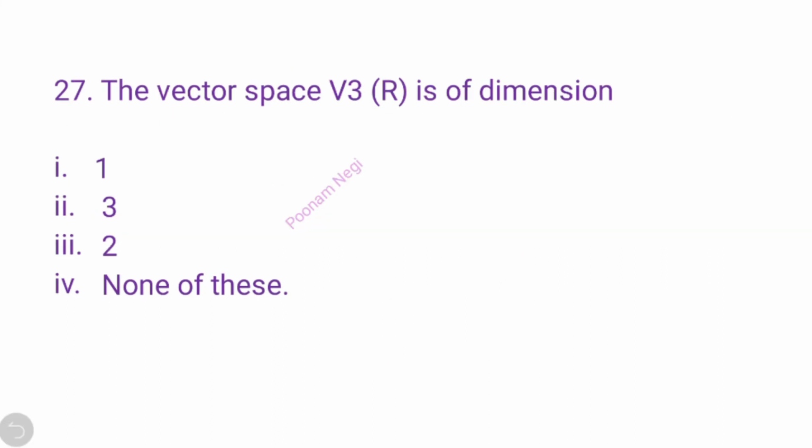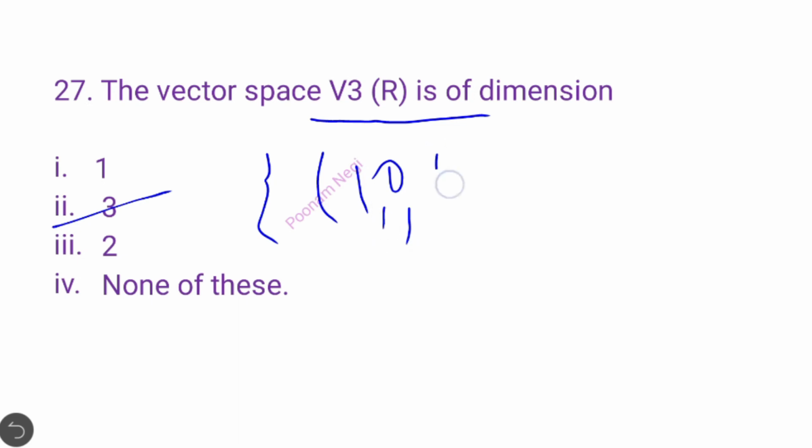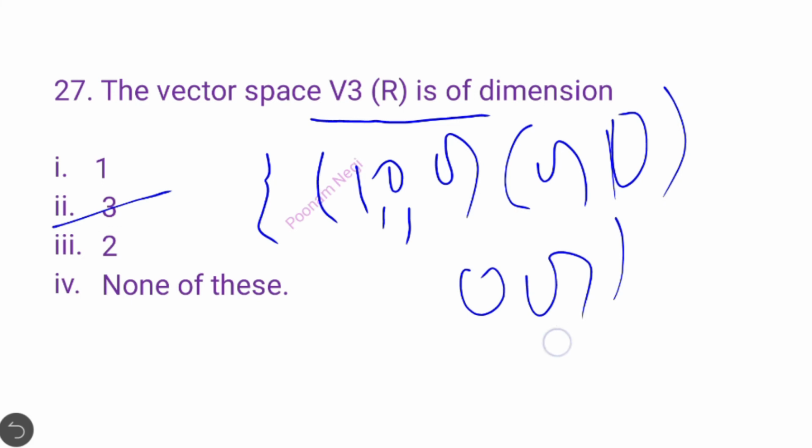Next question is, the vector space V3(R) is of dimension 3, because the standard basis for this space has 3 elements, and its form will be (1, 0, 0), (0, 1, 0), and (0, 0, 1). Its standard basis will have 3 elements. That's why the dimension of this V3(R) will be 3.